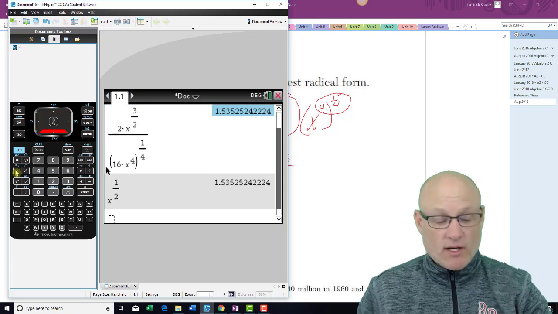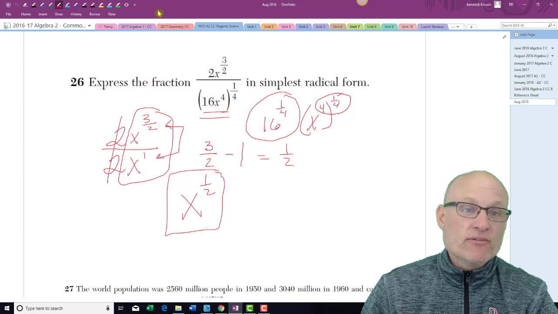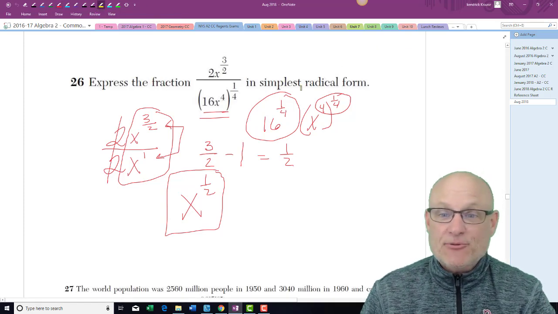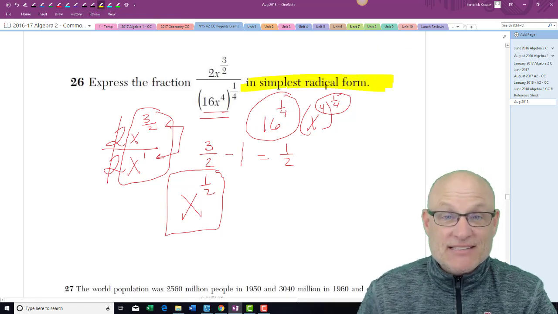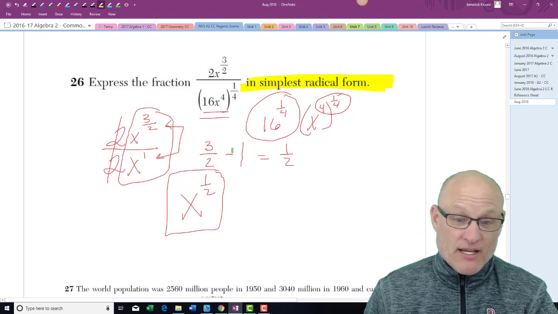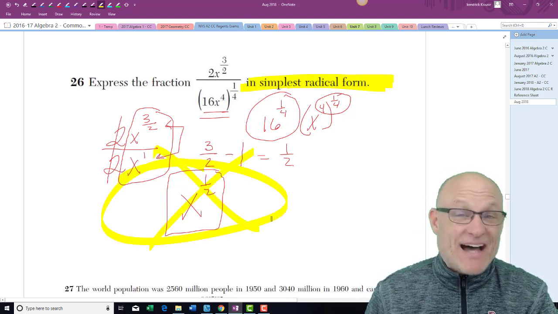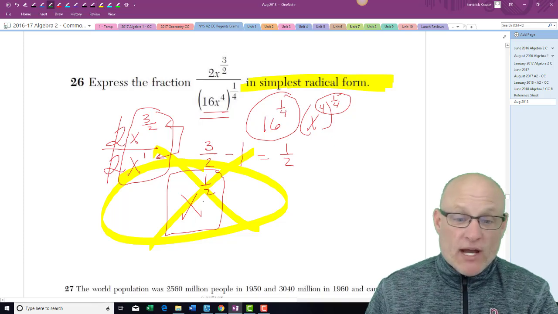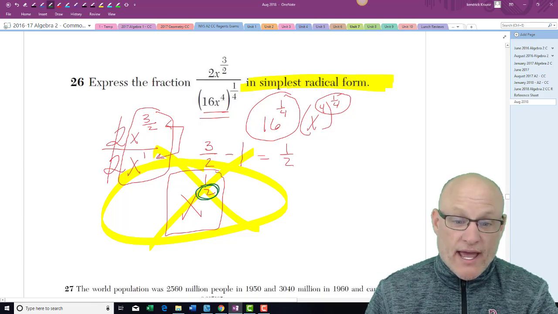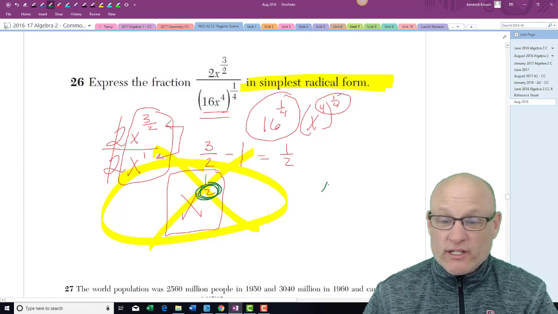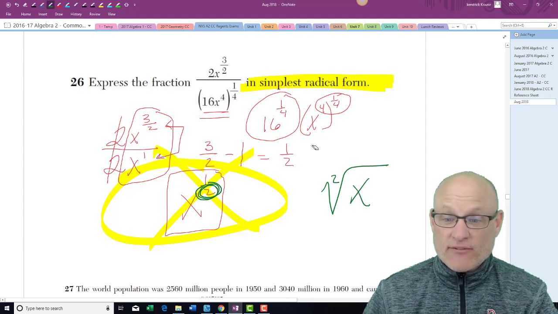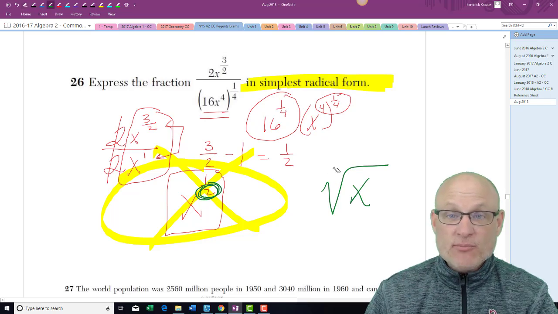I got it right, except you didn't. It's a 2-point question, kids. It's absolutely vital that you read. It says in simplest radical form. This is not a radical. That's not the answer. You have to remember, 1/2 as an exponent really means the square root of x. You don't have to put the 2 there, because that means square root.